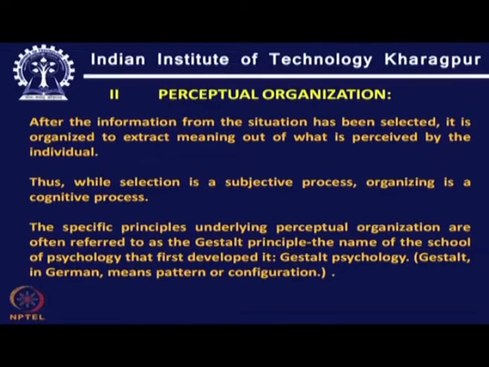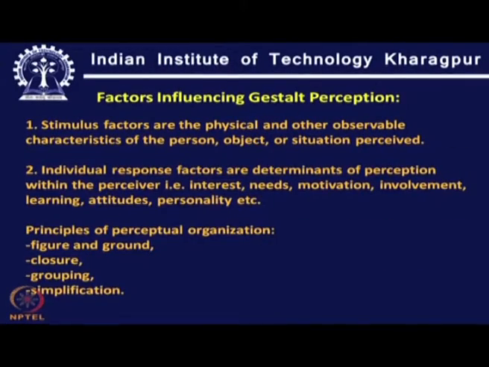After the information has been selected, in order to extract meaning from what is perceived by the individual, it moves through a process of perceptual organizing, which is more of a cognitive process. The principle underlying that process is called the Gestalt principle, based on the school of psychology called Gestalt psychology, which means pattern or configuration.